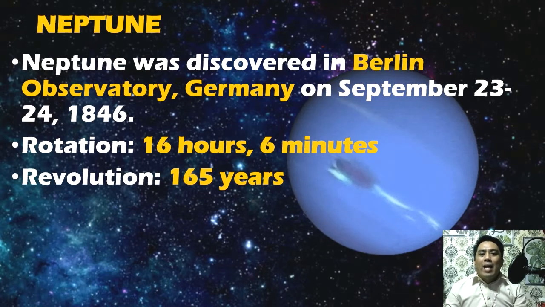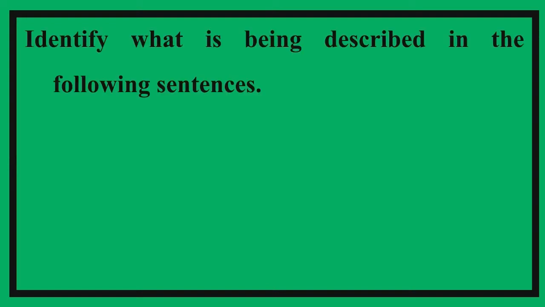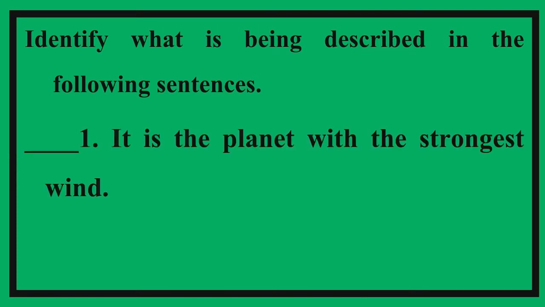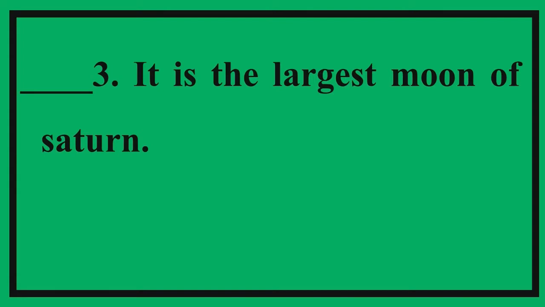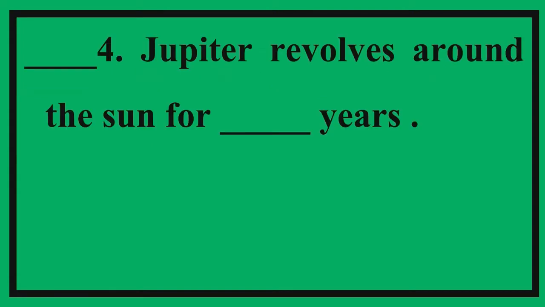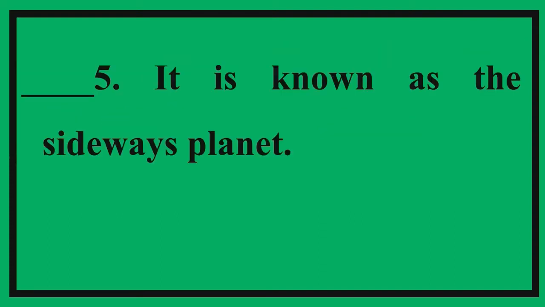Ang tagal. Okay, so let us check kung may natutunan nga kayo sa lesson natin. So identify what is being described in the following sentences. So pag nabibilisan kayo, i-post nyo lang yung video, ha? Okay, number 1, it is the planet with the strongest wind. Number 2, it is the second largest planet in the solar system. Number 3, it is the largest moon of Saturn. Number 4, Jupiter revolves around the sun for blank years. And number 5, it is known as the sideways planet.